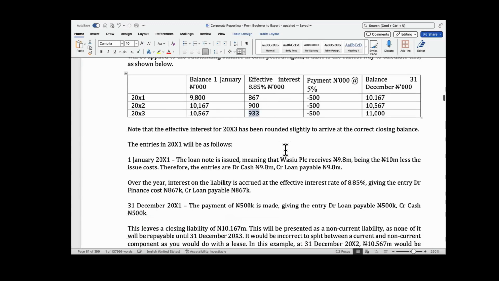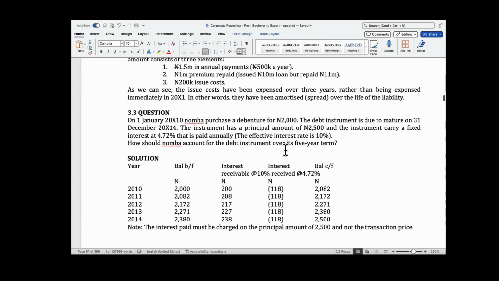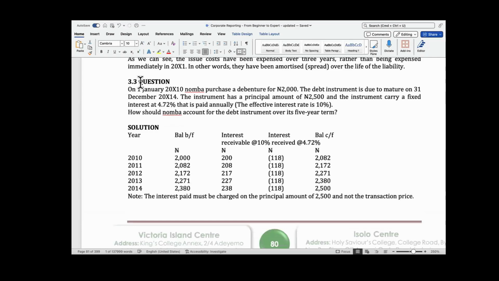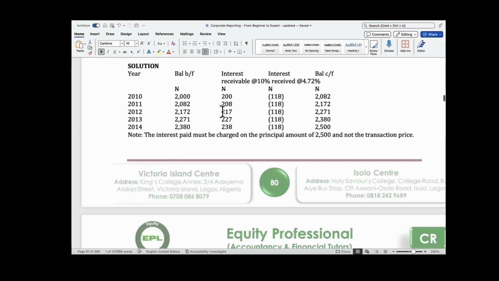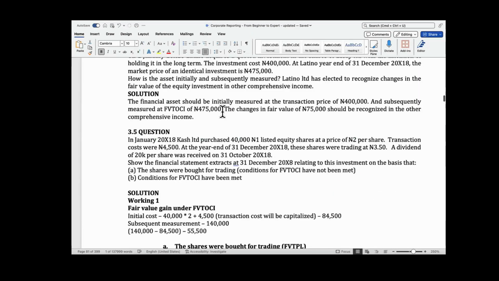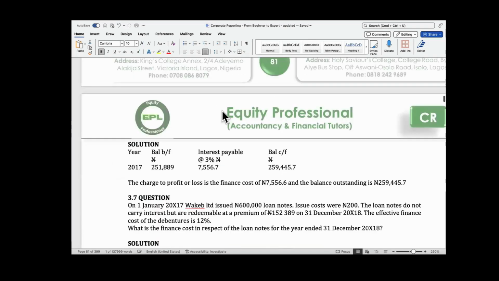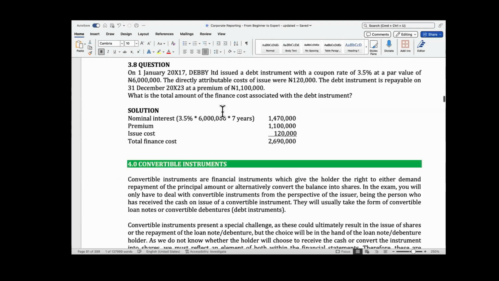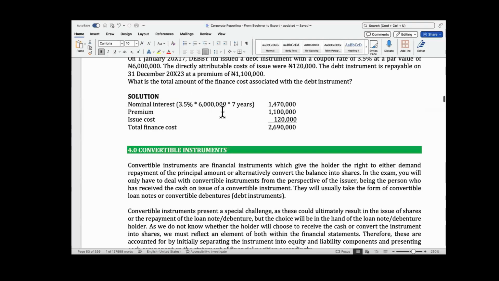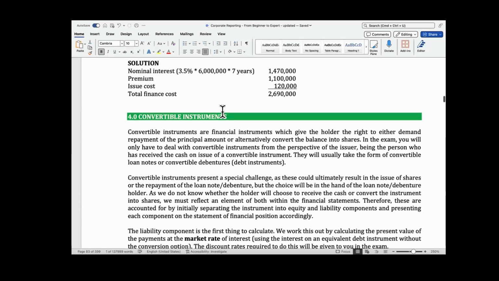I'm going to leave you here for today. If you have time, you can practice this question. There are some questions here that you can practice. Solutions are in your handout. If you practice it, it makes our work easy.